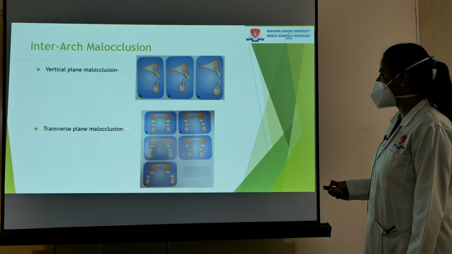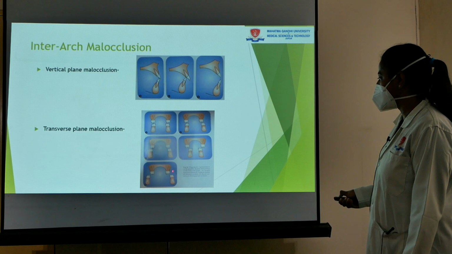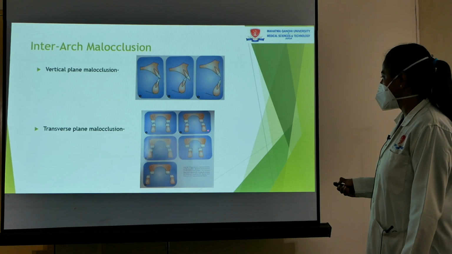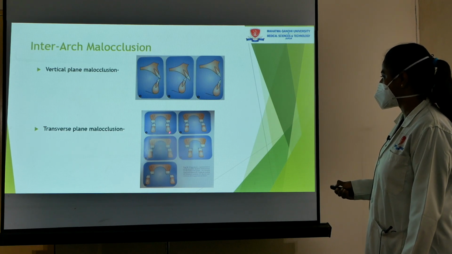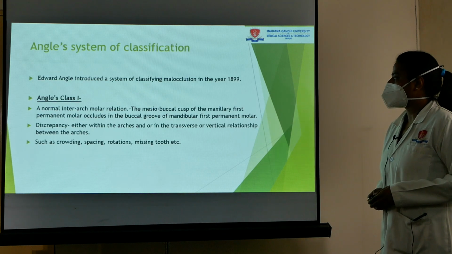Similarly, transverse plane malocclusion means when the maxilla is narrower than the mandible, it creates the crossbite. When the mandible is narrow, then it creates the scissor bite. These are the transverse. Next is the Angle system of classification.